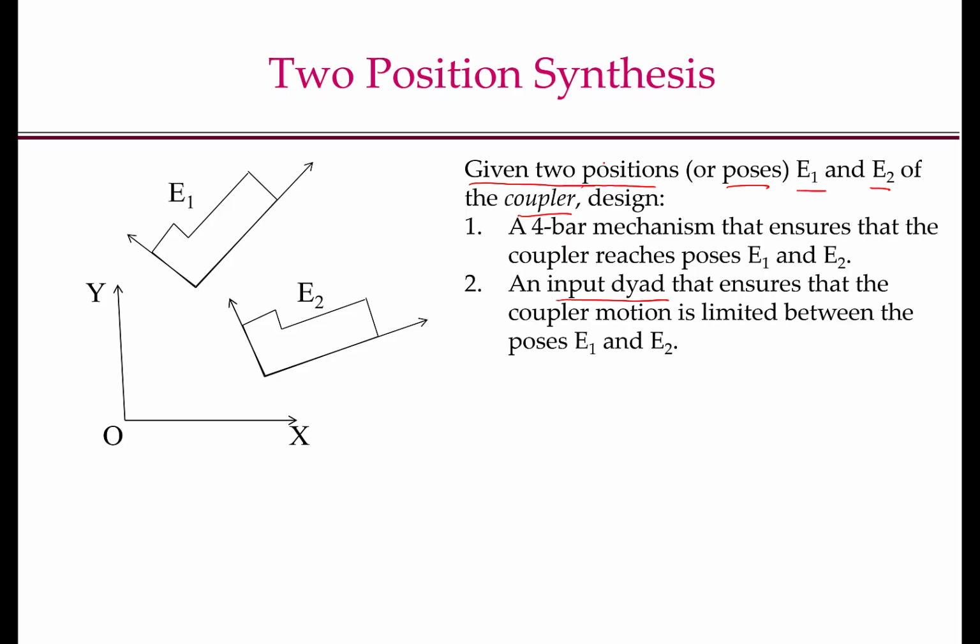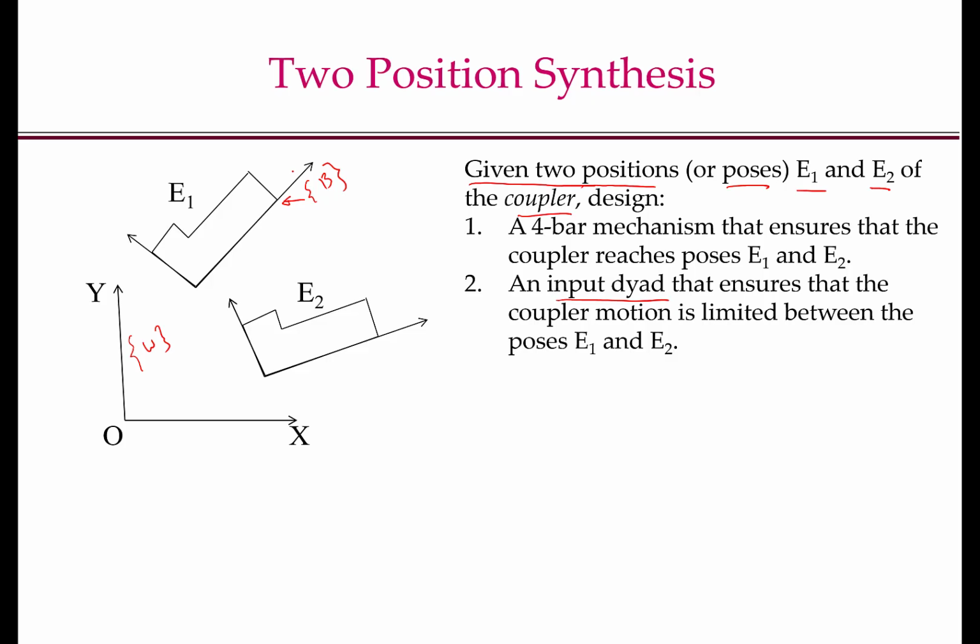So what does it mean to give a position or a pose of a coupler? In the figure on the left here, XOY is my world frame or my global coordinate system. This here is my body frame, B. The shape of the coupler I have drawn arbitrarily. It can be anything. I have just made it this shape here. The frame B is attached to the coupler.